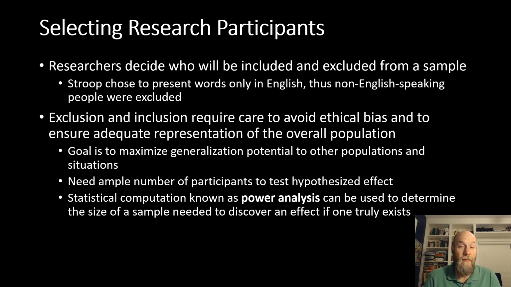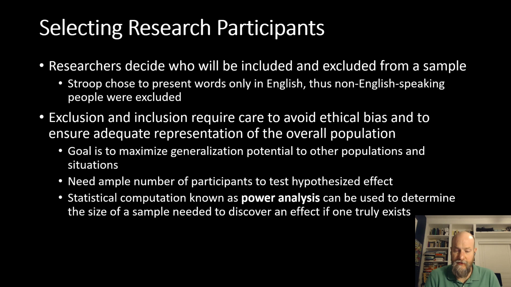We also need an ample number of participants to test the hypothesized effect. This is back to this idea from a previous chapter called a power analysis. This is an understanding about the fact that in most research, the bigger the sample, the better. Because you are essentially getting a larger piece of the pie from the larger population, it's more representative. You're more likely to discover the proposed relationship, the hypothesized relationship, if there is one, with a larger sample.